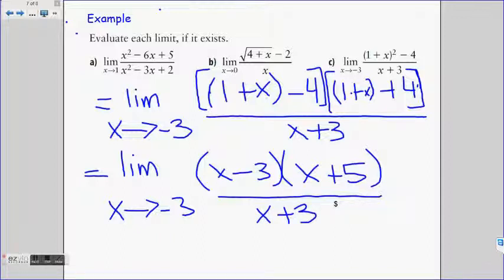Is there anything that we can cancel? Doesn't look like we can actually cancel anything out. So in this case, when we evaluate it, we're still going to get a 0 in the denominator. So it does not exist. Oh well, at least we tried.